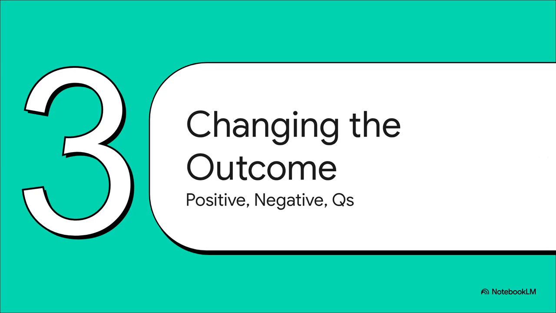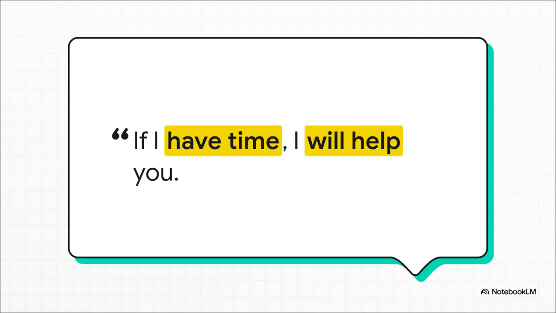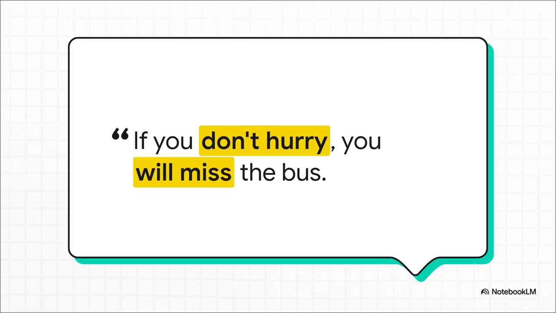Okay, so once you've got that basic formula down, you can start playing with it to create all sorts of different meanings. Here's your classic, straightforward, positive example. If I have time, I will help you. The condition is having time, and the likely result is, well, me helping you. Simple, clear, positive. But what if we want to make it negative? Easy. If you don't hurry, you will miss the bus. All we did was add don't to the condition, and suddenly it's not a promise, it's a warning. It completely changes the feeling of the sentence, right?